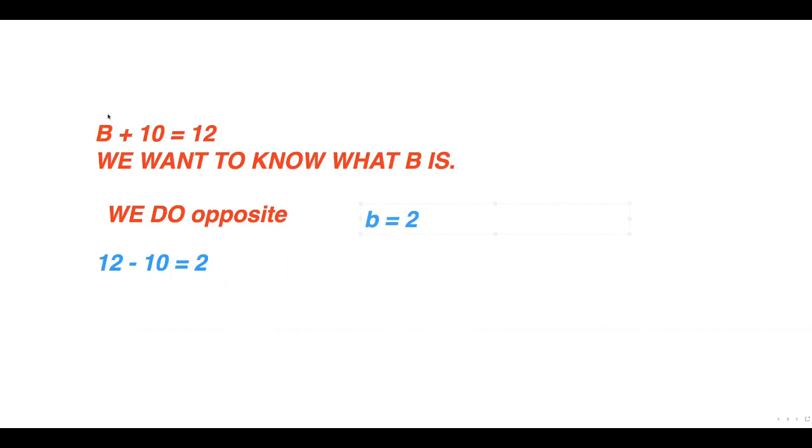Now this B just stands for 1. Okay, so when the letter is on its own, it stands for 1. So that's why we don't need to times it. You'll understand further down the video, but it's very important that you understand that if the letter's on its own, does not have any numbers, it stands for 1. So we have B plus 10 equals 12. So we did the opposite. 12 minus 10 equals 2. So 2 plus 10 equals 12.